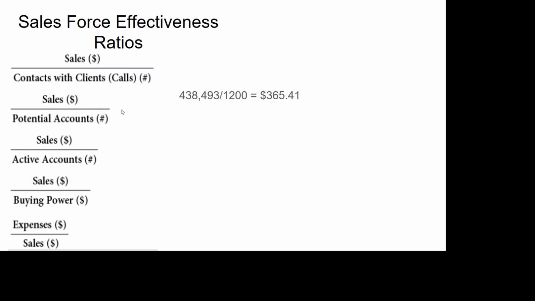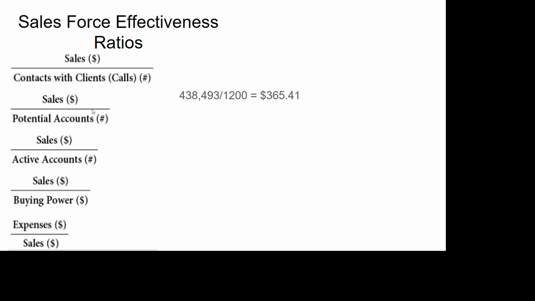A salesperson, for example, makes 1,200 sales calls, and they result in $438,493 in sales. That gives us sales divided by contacts with clients, or sales divided by potential accounts, of $365.41. The difference between this ratio and this ratio is very subtle.